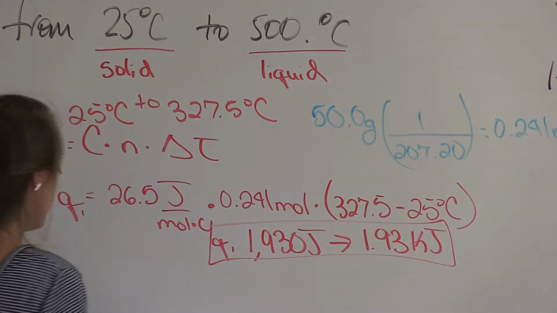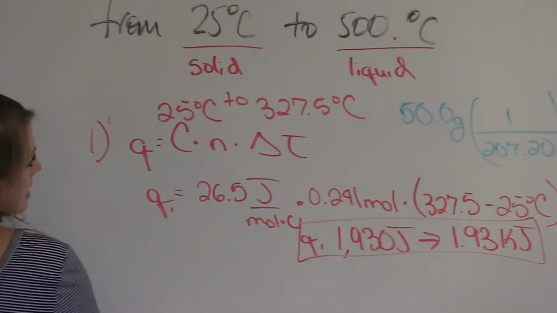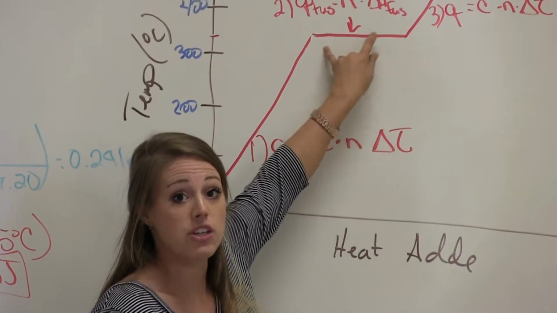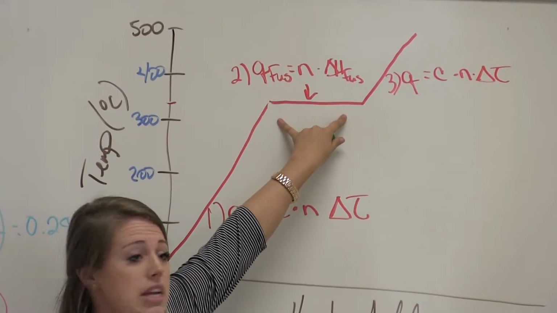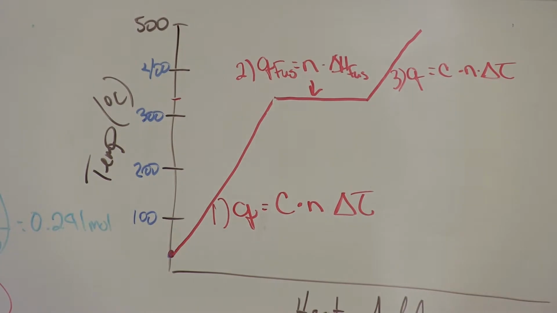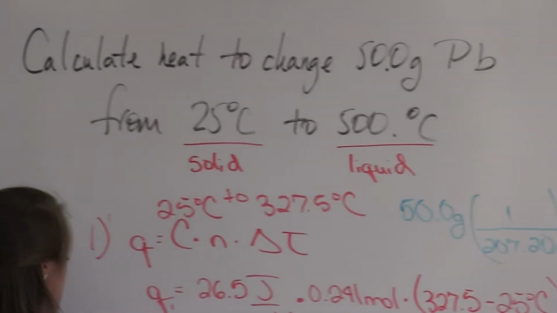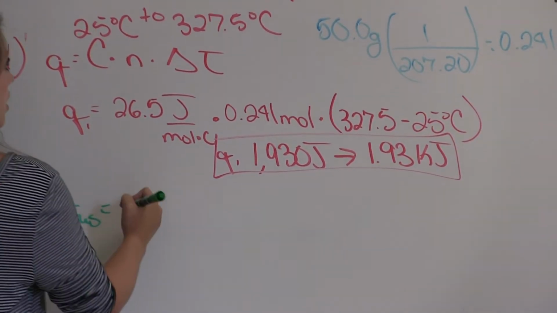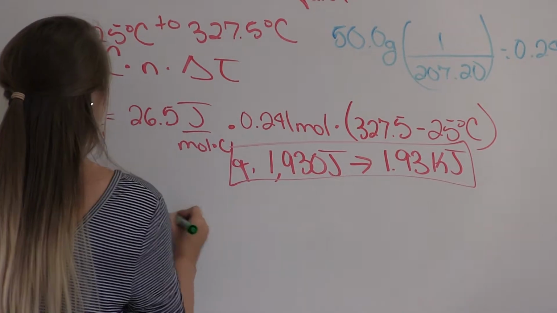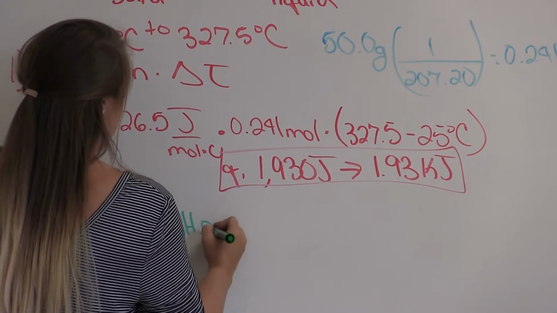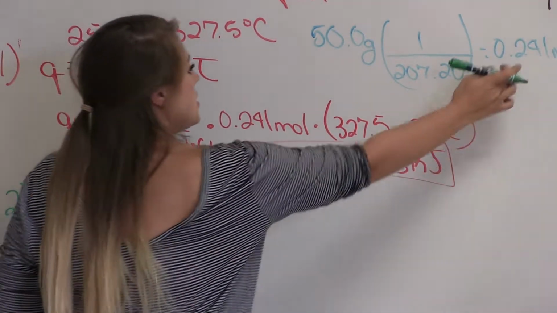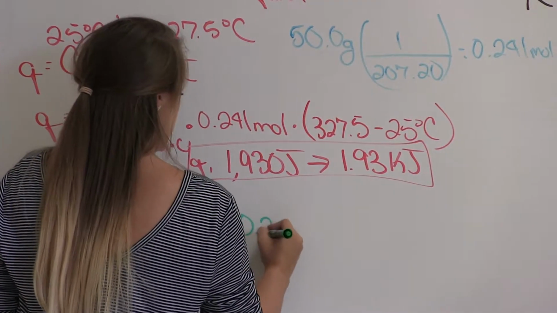Okay, now let's do our second step. We've now done this part here, so now we're here, so we're phase changing. So we need to do the calculation for the phase change. We're going to use the Q of fusion, so we're going to use our delta H of fusion. We need to find the heat to melt. We're going to have our number of moles times our delta H of fusion. Okay, well we know our number of moles. Our number of moles is 0.241.